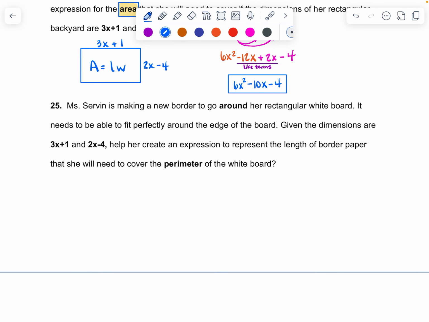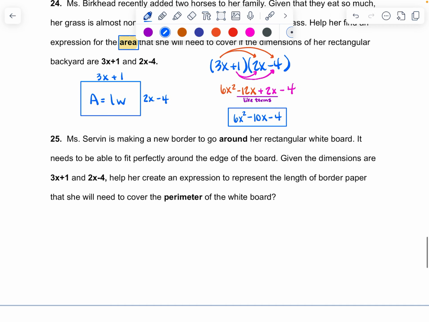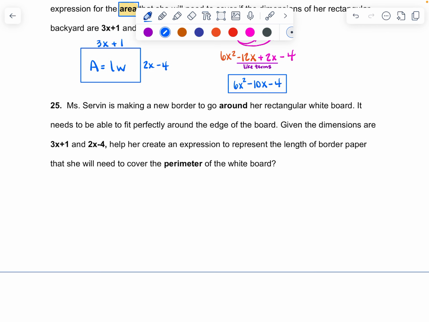Now this last one, it says Ms. Servin is putting a border around her rectangular whiteboard, and the dimensions of her whiteboard are the same as the dimensions of the backyard. Now, of course, they don't have the same units of measure, right? The backyard is probably feet, and this would probably be like inches or centimeters, right? The key to this one, though, is that it's telling us to find the perimeter. How much border do we need for the perimeter of the whiteboard, right?